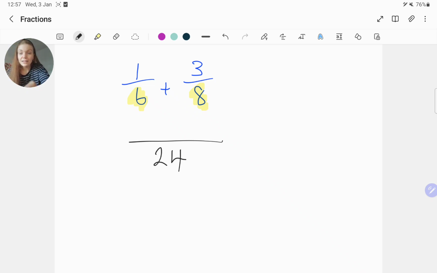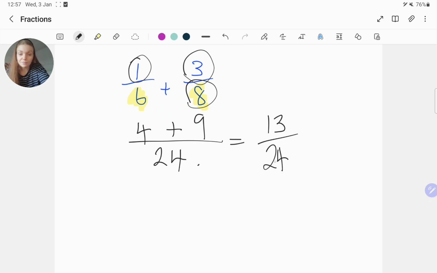So 24. So 6 goes into 24 4 times. 4 times 1 is 4. Plus 8 goes into 24 3 times. 3 3s are 9. Okay, so 9 plus 4 is 13 over 24. Okay, happy? So hopefully that helps you understand a little bit better how to add fractions.